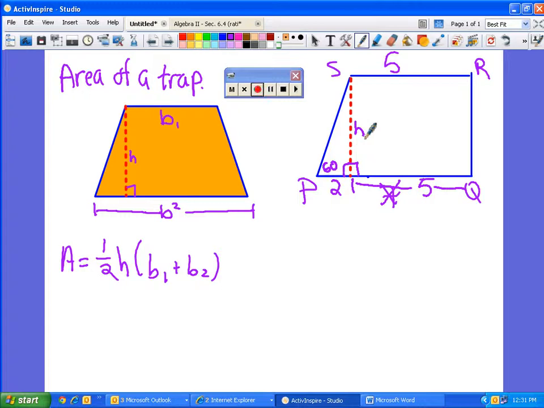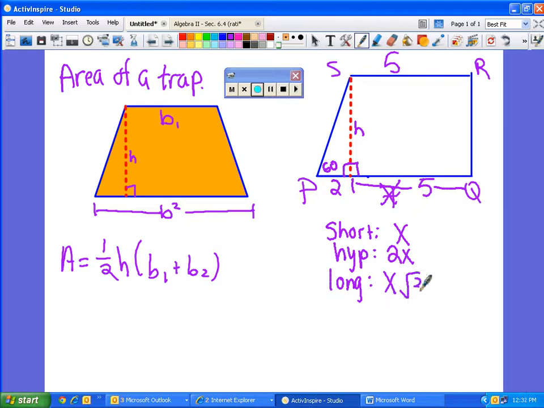Okay, now, on your reference sheet, it gives you the relationship of the sides of a 30, 60, 90 right triangle. The short side of a 30, 60, 90 right triangle is x. The hypotenuse is 2 times x. The long side is whatever the short side is times the square root of 3.